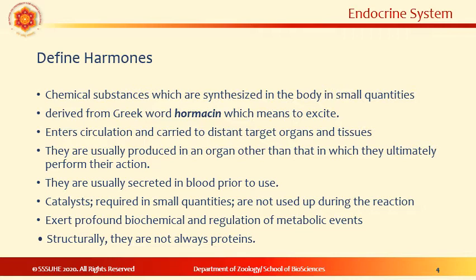They are very similar to enzymes in that they act as a catalyst, and they are produced in small quantities and are not used up during the reaction. But hormones differ from enzymes in that they are not used up in the same organ where they are produced. They are usually secreted in the blood, and then carried by circulation to the target organs. And hormones are different from enzymes because they are structurally not always proteins.